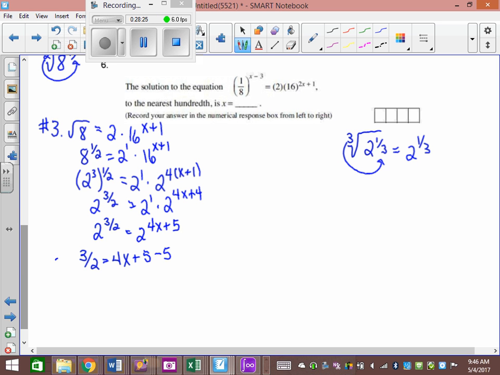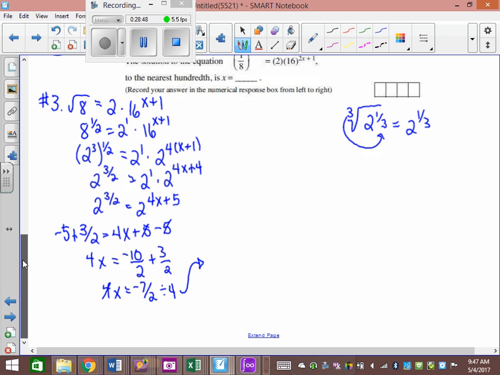Subtract 5. And you get 4x equals, I'm going to have to change that to over 2, so it's negative 10 over 2, which is negative 5, plus 3 over 2. So 4x equals negative 7 over 2, divided by 4. You're all like, I'm going to punch this in my calculator. I don't really care what you're going to do. I'm going to do it properly. Dividing by 4 is like multiplying by a quarter.